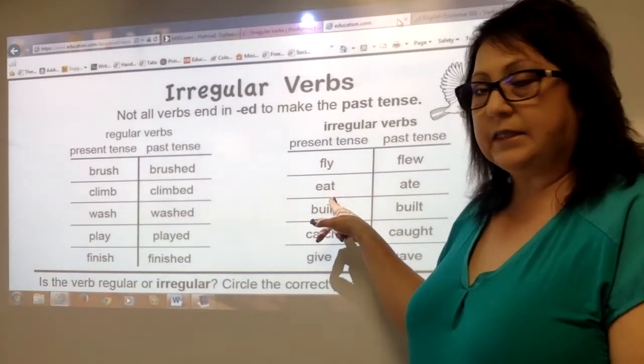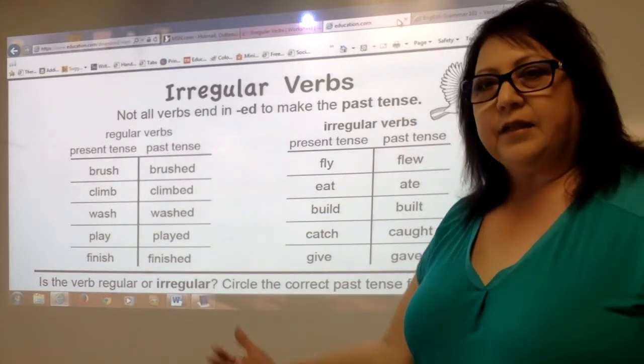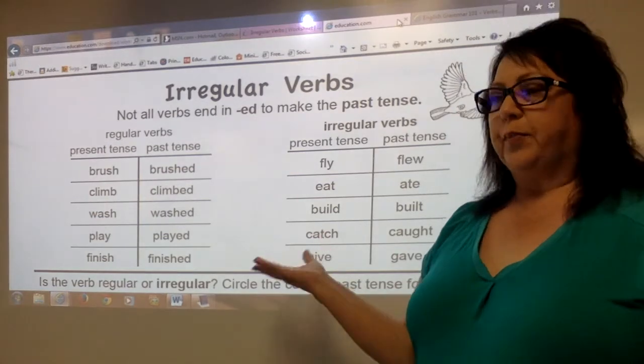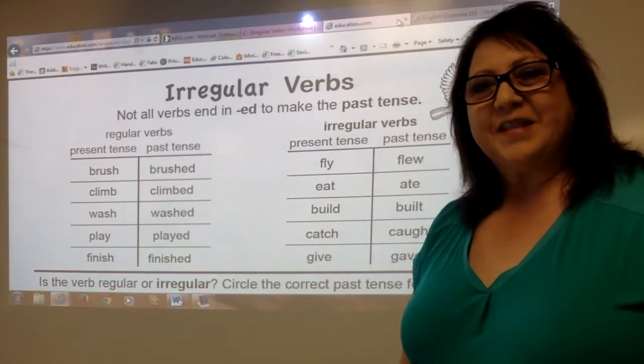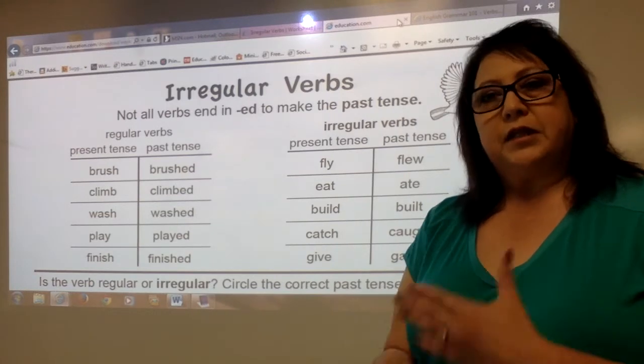Present tense is eat. Past tense is ate. I ate the pizza yesterday. So if someone's asking you, where did all the pizza go? Your answer is, I ate the pizza already. So you're already using these words.